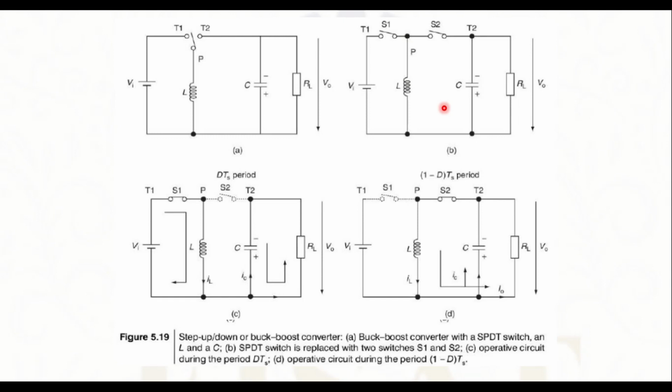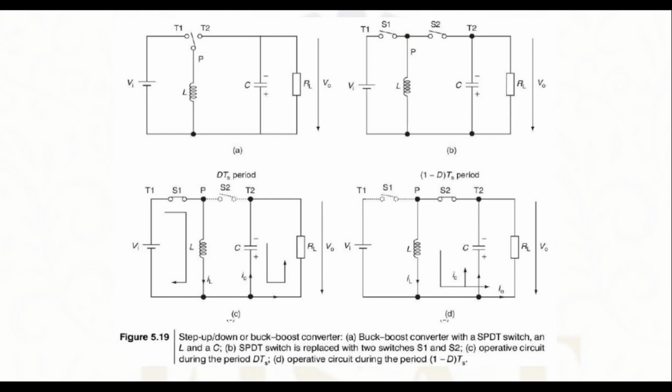Figure B shows that the SPDT switch is replaced with two switches S1 and S2. Here also we can notice that the inductor is connected between the pole and the ground. In between there is an inductor, then there is a capacitor, and then the load. Like we discussed in the previous cases, we have two operating conditions. One is during the D into Ts period, another one is the 1 minus D into Ts period.